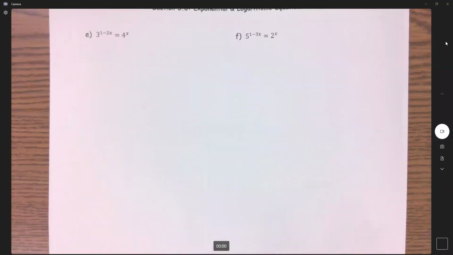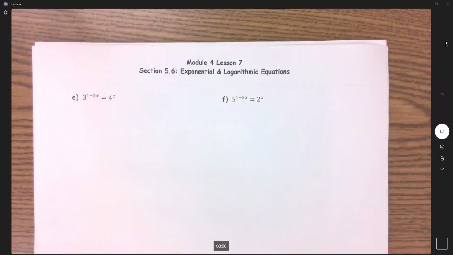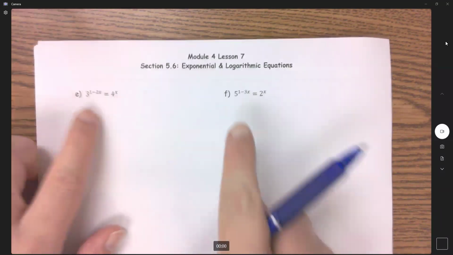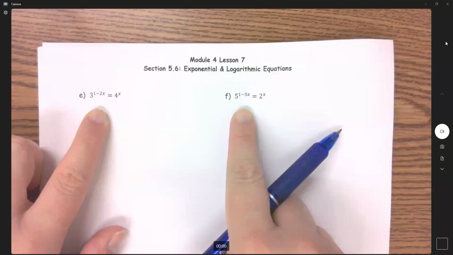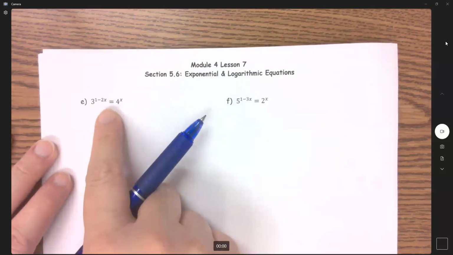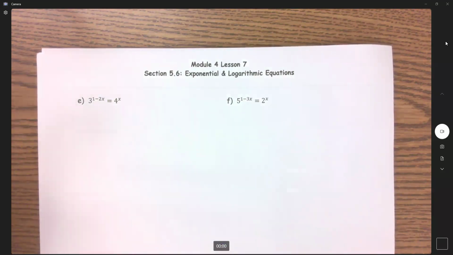We have 4 more examples. These top 2 ones are as hard as our exponential equations are going to get. Okay, for my on-campusers, these are our test questions, and you can see these are the exact same. So what I want to do is we're going to solve E together, and then I want you to try pausing it and solving F on your own because they are exactly the same, just different numbers.